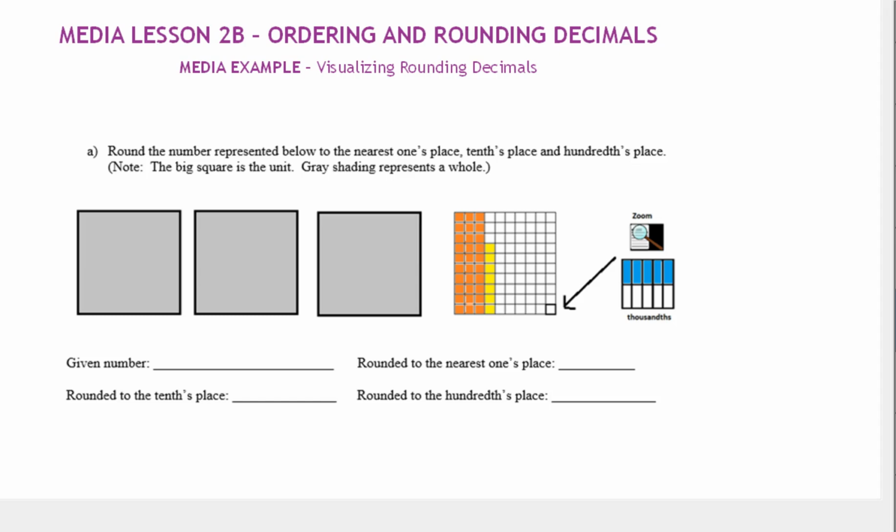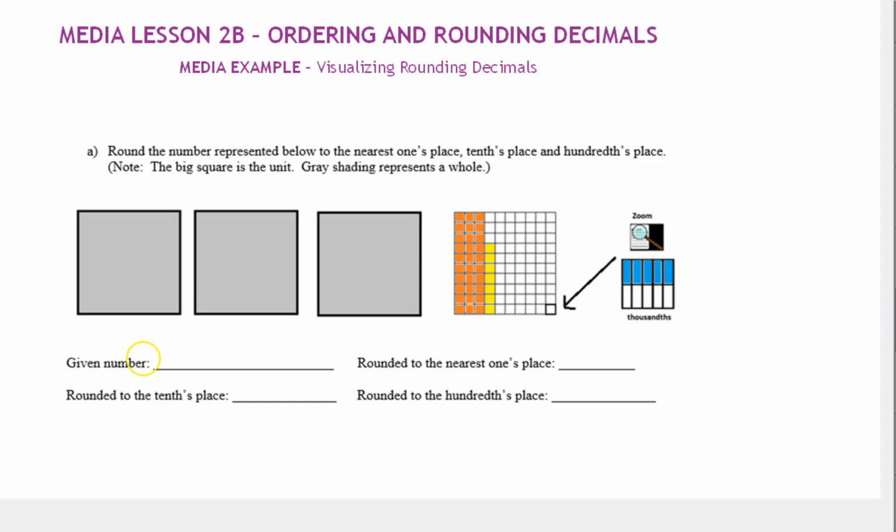So in this example, we're going to round the number represented below to the nearest ones place, tenths place, and hundredths place. Note the big square is a unit and gray shading represents a whole. So these three each represent 1. And then we have our decimal grid. We have some orange strips, some yellow squares, and we have some blue thousandths as well.